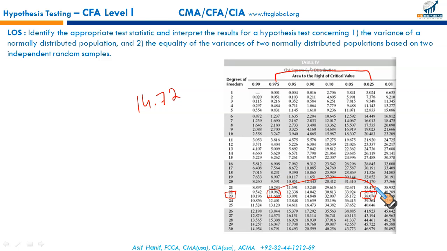Now, since our test statistic here lies between the lower and the upper points of the chi-square distribution, which is basically your non-rejection region, we have insufficient evidence to reject the null hypothesis. So the conclusion is that the standard deviation value is close enough to the 15 years value that we discussed.